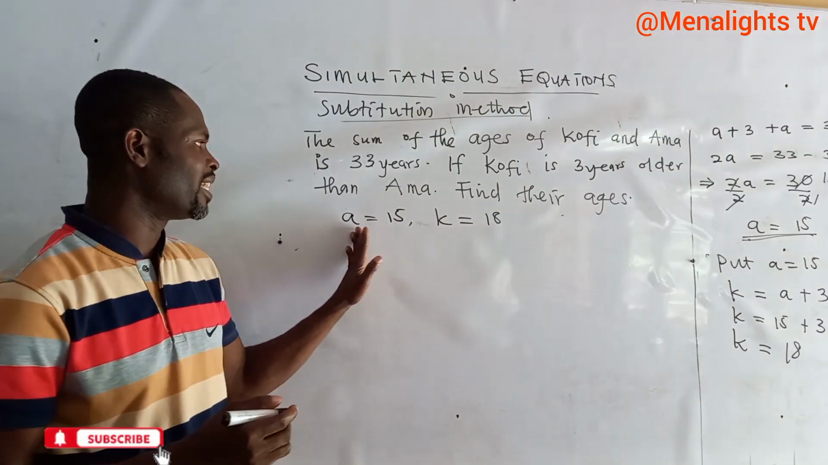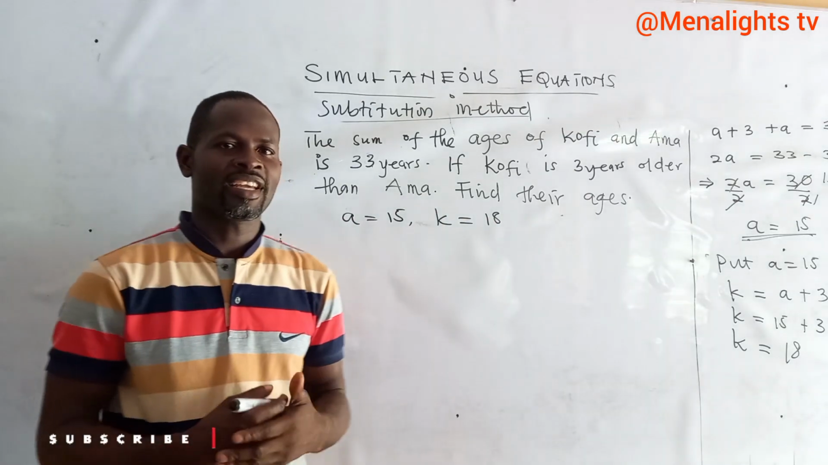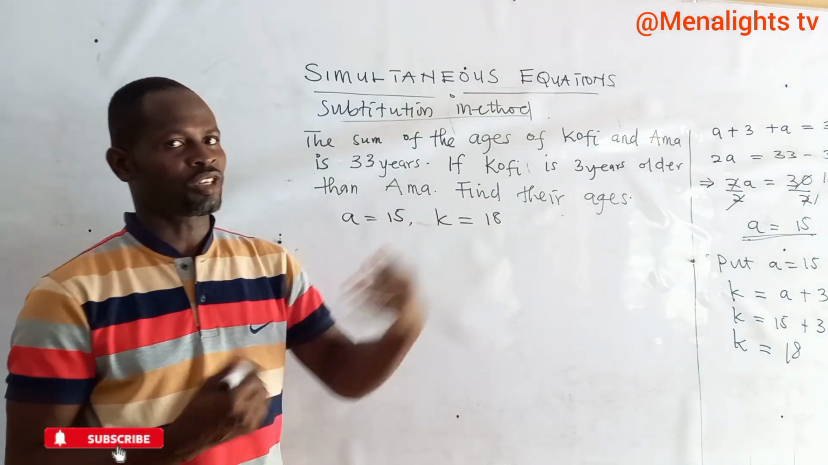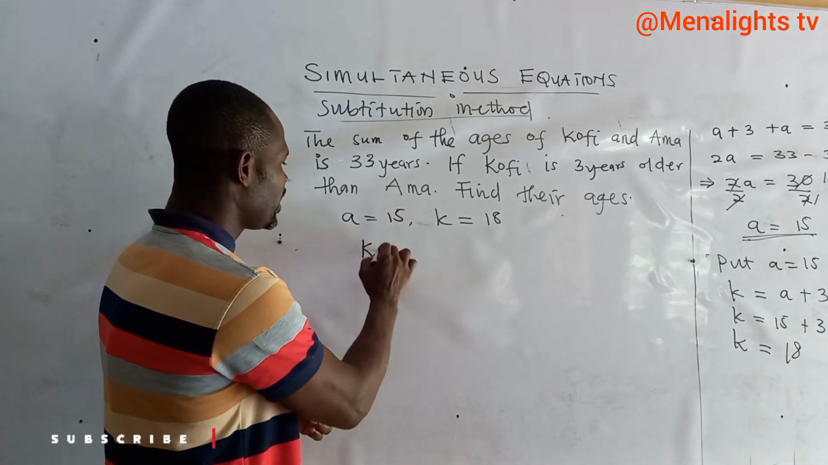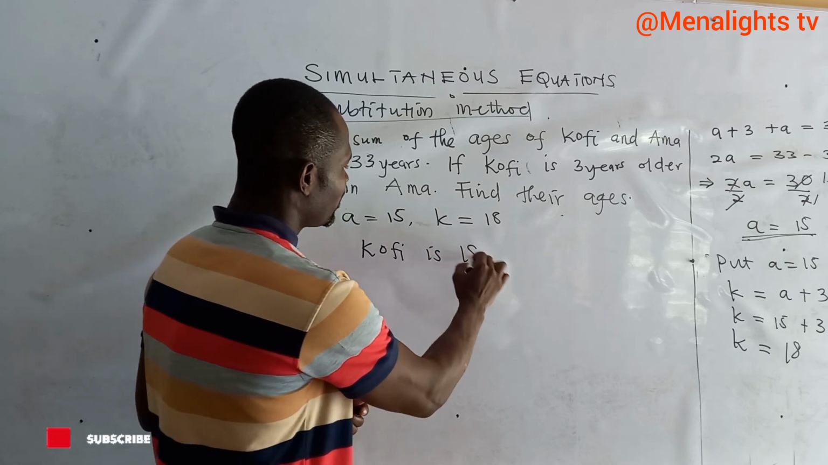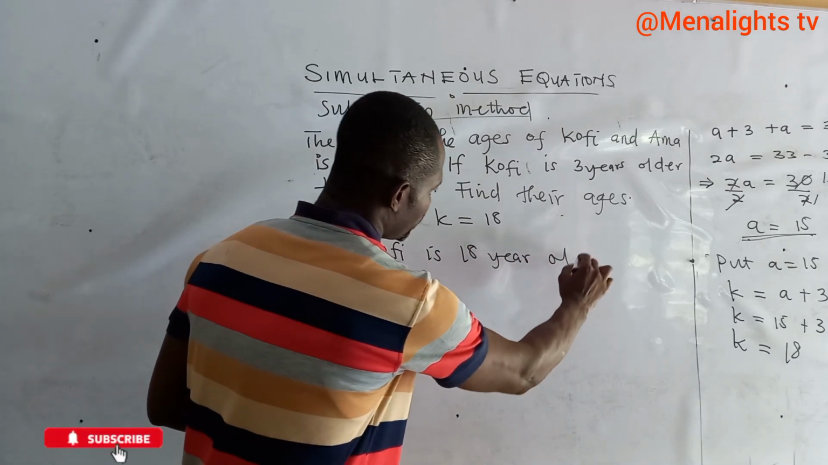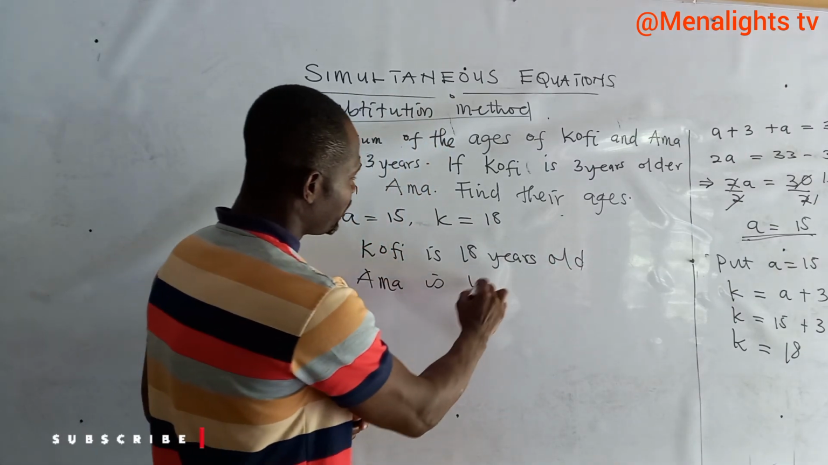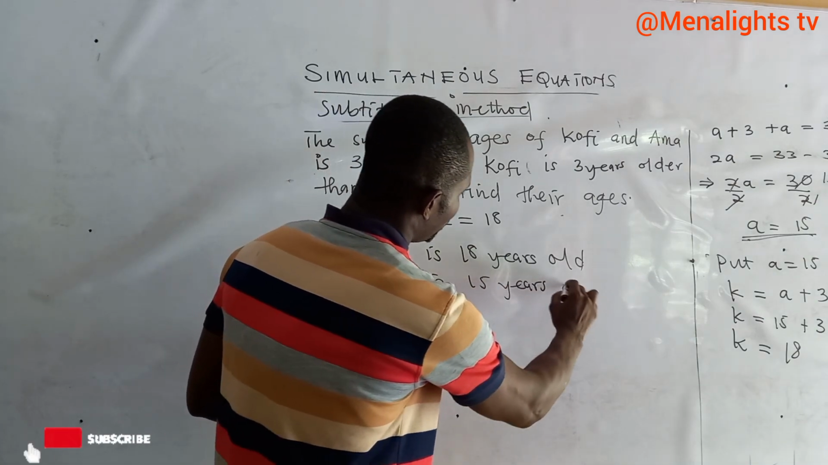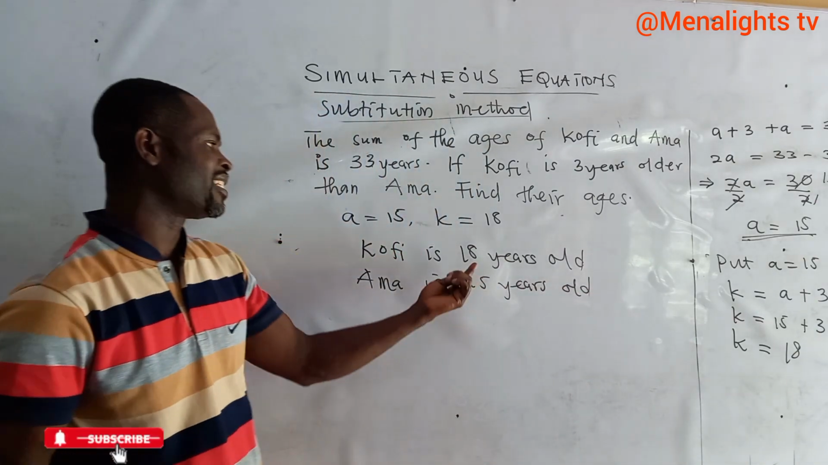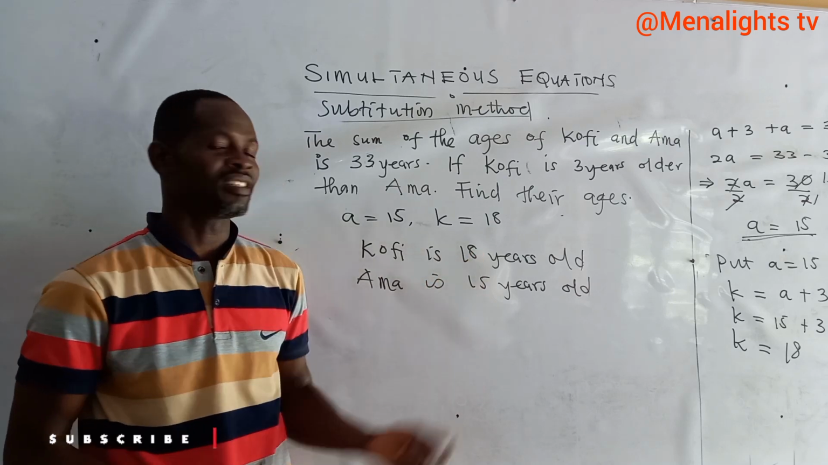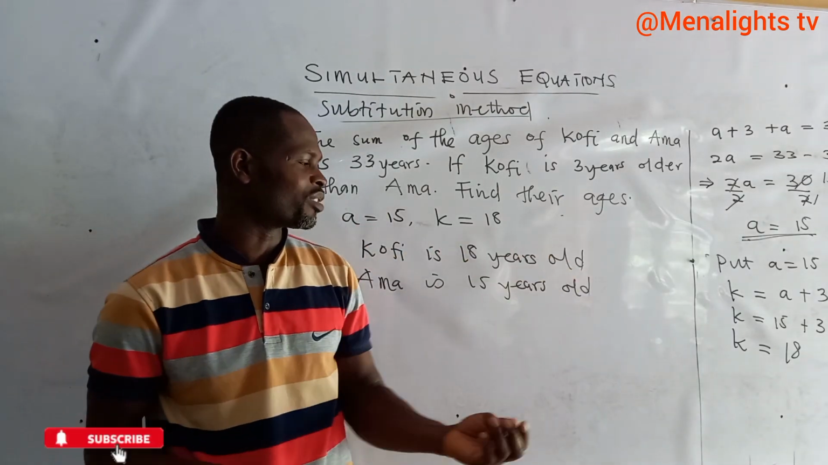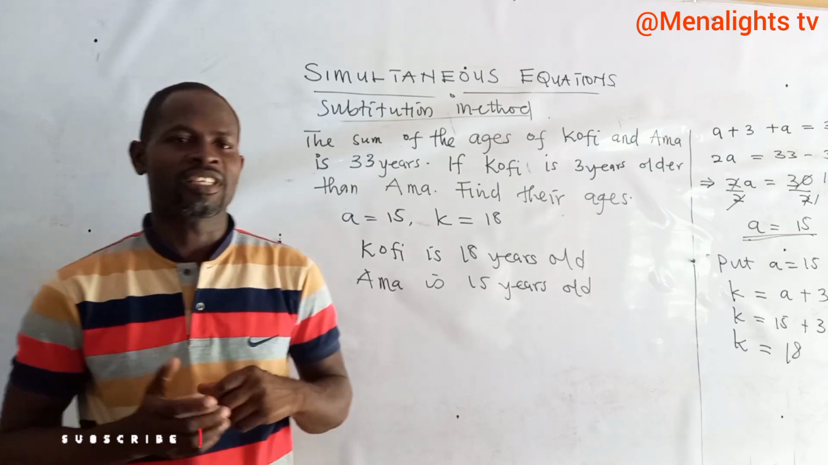You realize that a is equal to 15 and k is equal to 18. So from the question we said let a be equal to Amma and k be equal to Kofi. So that means Kofi is 18 years old and Amma is 15 years old as well. So when you add 18 and 15, definitely you are going to get 33. So from the question, Kofi is 18 years old and Amma is 15 years old.